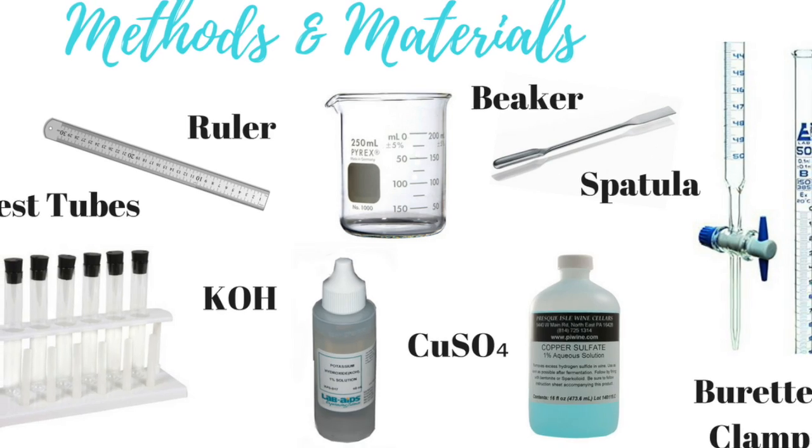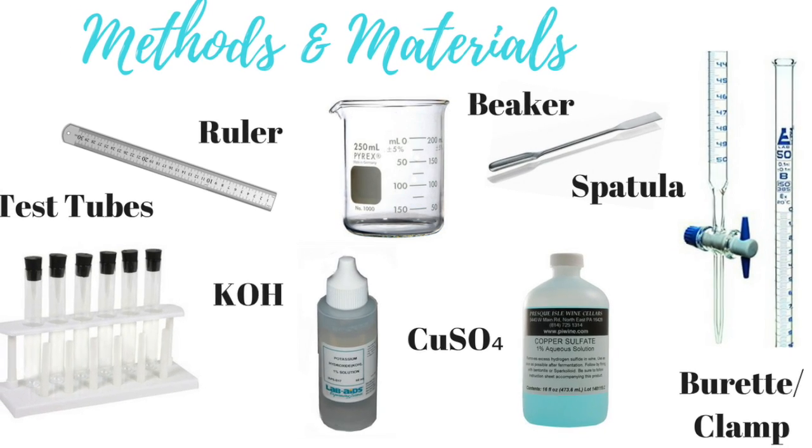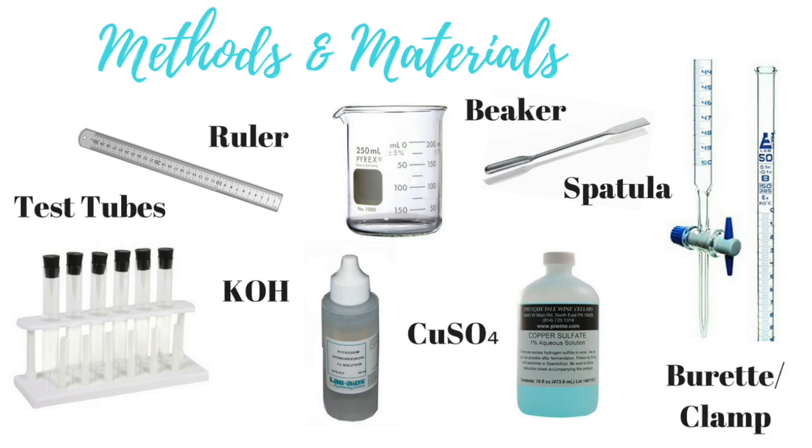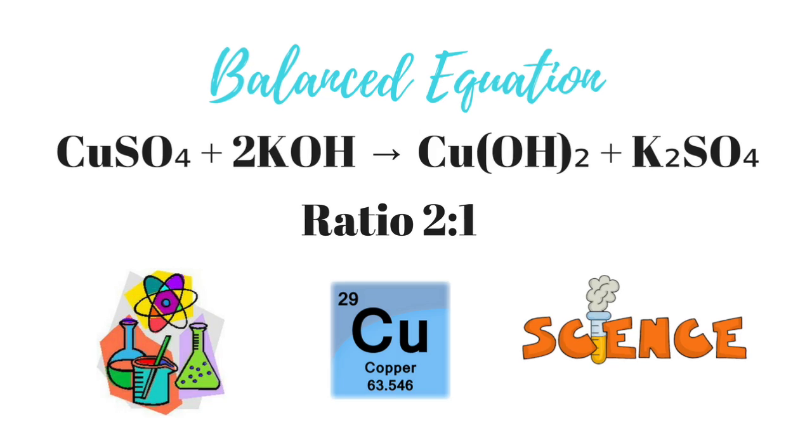Some materials that were used in the lab included the samples of potassium hydroxide and copper sulfate, the burette and a clamp, a spatula, a ruler, a beaker, test tubes, and the test tube rack.